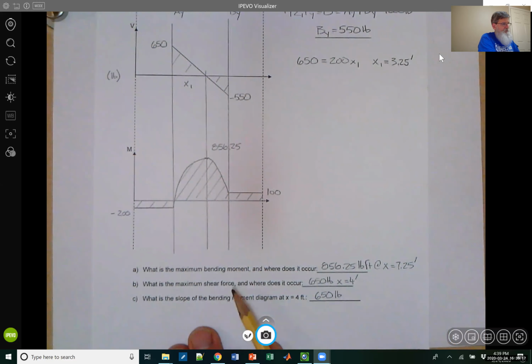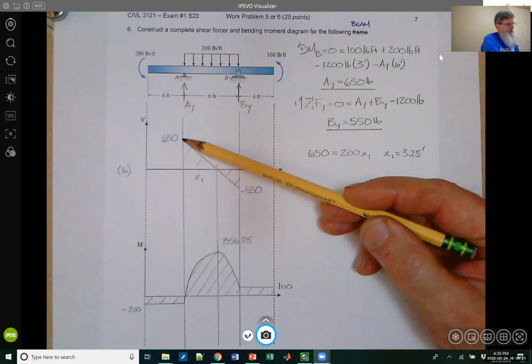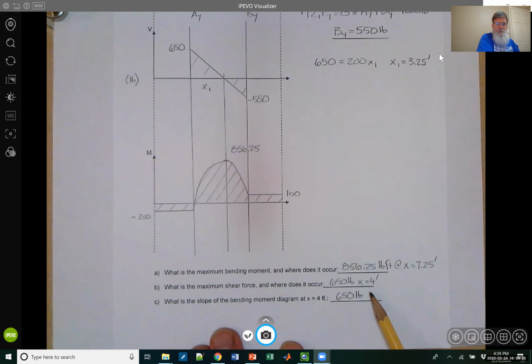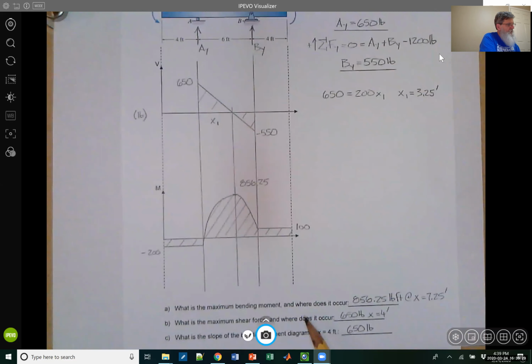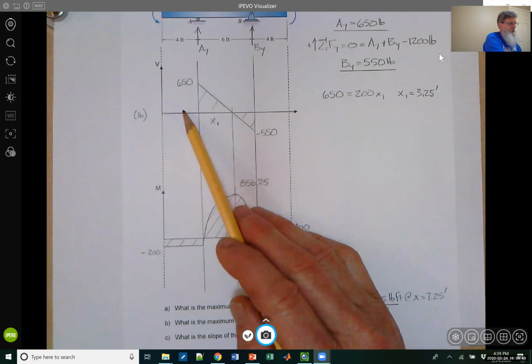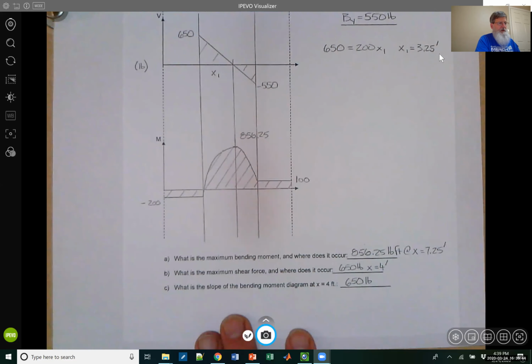What's the maximum shear force? Well, let me look at my shear diagram. It looks like it's there, 650, really at A or just to the right of A, which is at 4 feet. And then what's the slope at x equal 4? Well, x equal 4 is right here. What is the slope of my moment diagram right there at x equal 4? Well, it should be the value of the shear. So just to the right, it's 650. Just to the left, it's 0. I put the 650 as the answer for that.